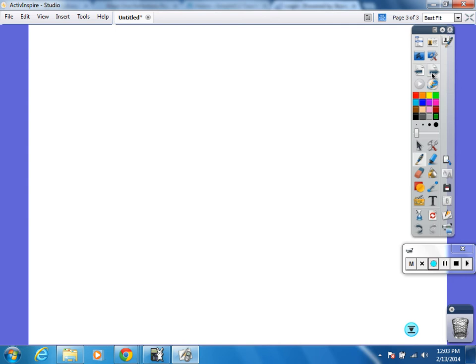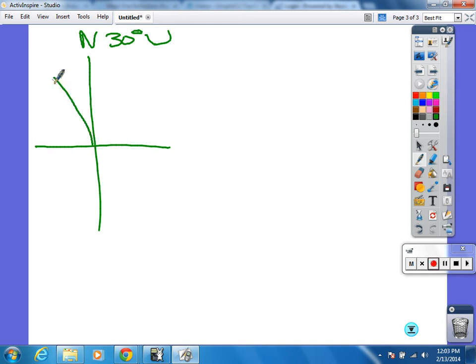So notice, if they say north, 30 degrees west, what does that mean? They're going in a north fashion, cutting back how far? 30 degrees in the westerly fashion. Remember, never eat shredded wheat, or never eat soggy waffles.